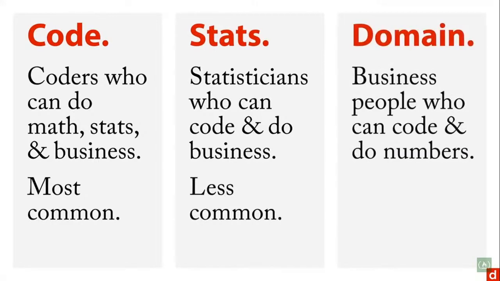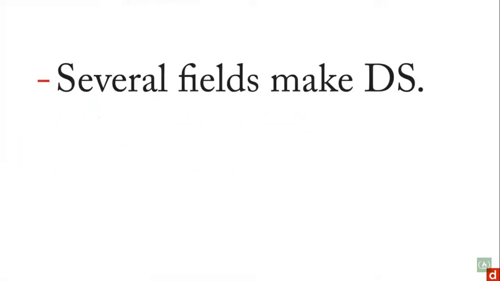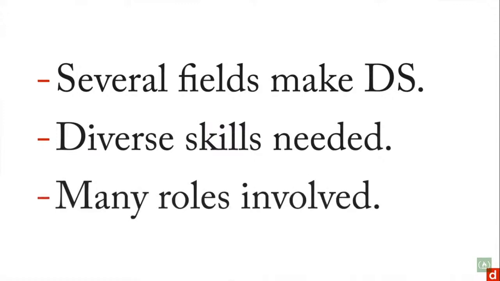These are, for instance, business people who can code and do numbers, and they're the least common. But all of these are important to data science. And so, in sum, here's what we can take away. First, several fields make up data science. Second, diverse skills and backgrounds are important and they're needed in data science. And third, there are many roles involved because there's a lot of different things that need to happen. We'll say more about that in our next movie.